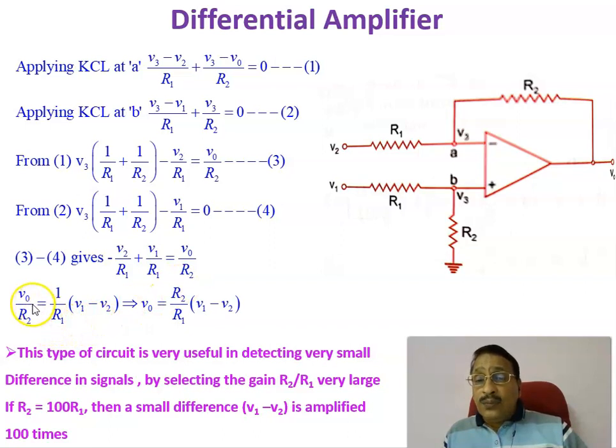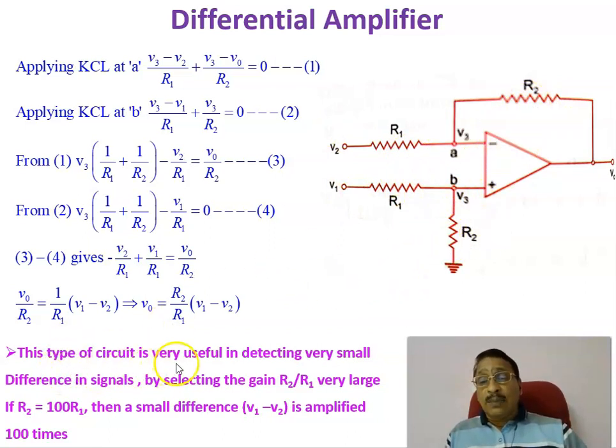Or we can get V0 by R2 equal to (V1 minus V2) by R1, or the output voltage V0 is given by R2 by R1 into (V1 minus V2). The difference in voltage V1 and V2 is taken and multiplied by R2 by R1, and that is the output voltage. Therefore, V0 equals (V1 minus V2) times R2 by R1.